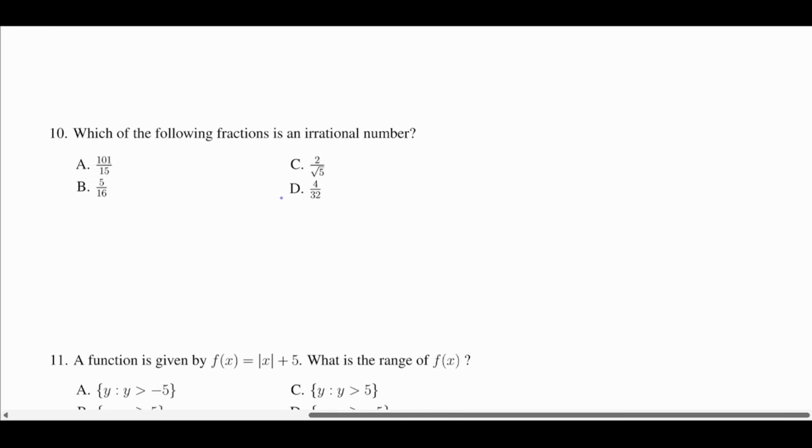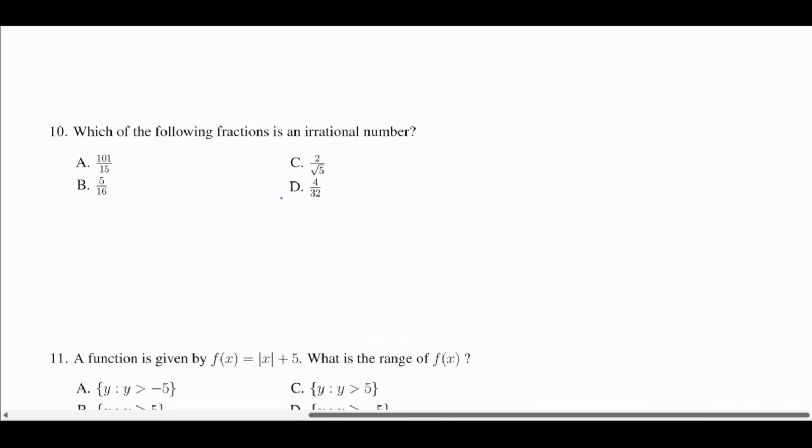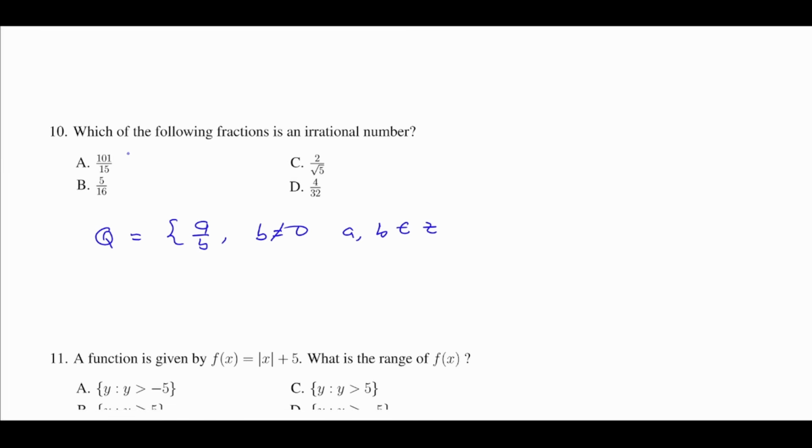Then we go to question 10. It says which of the following fractions is an irrational number? Now we know that rational numbers are numbers that can be expressed in the form a over b, where b is not equal to 0, and a and b belong to the set of integers. So if we compare what we have here, we have 101 over 15. Is this one an integer? Yes. Is this one an integer? Yes. So this one is a rational number.